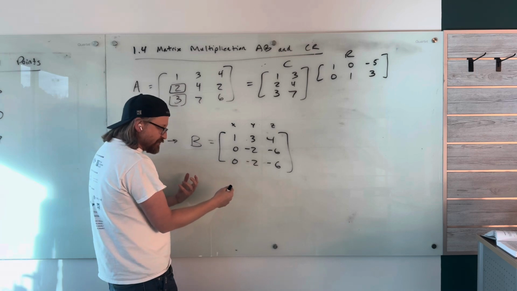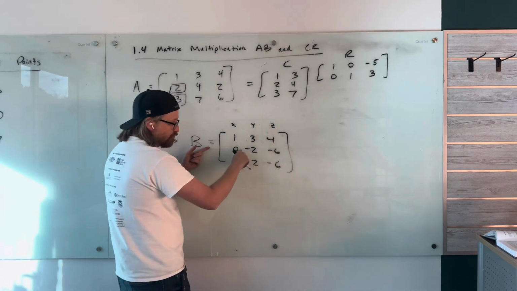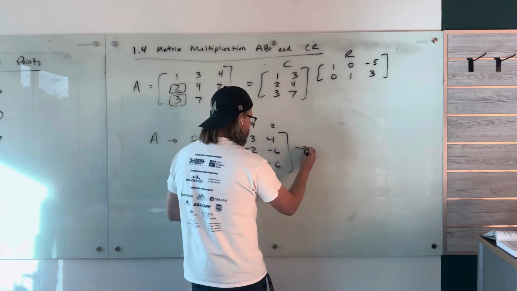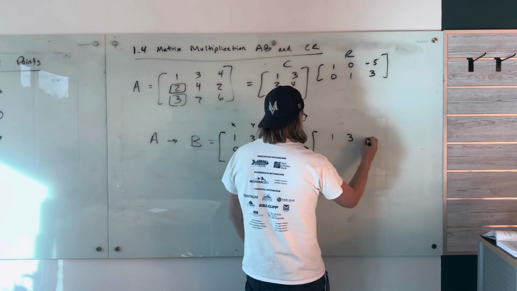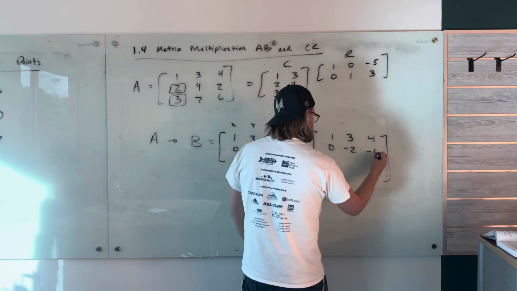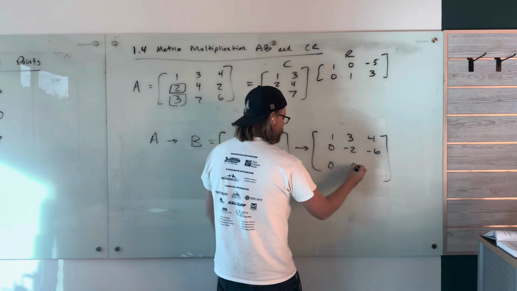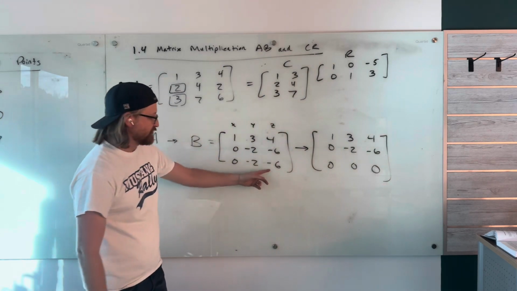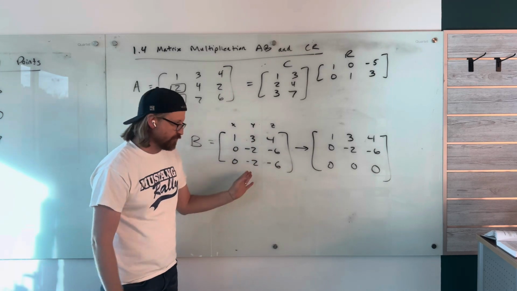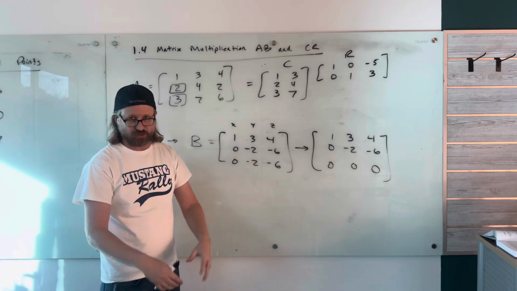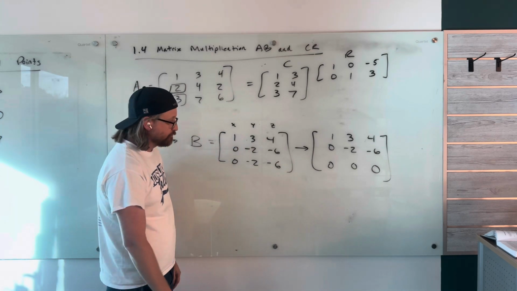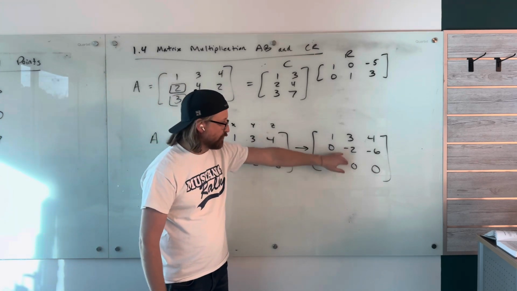Well, I can do that pretty easily by multiplying this row 2 by negative 1 and adding it with row 3. And so if I do that elimination process, I get 1, 3, 4, 0, negative 2, negative 6, and then I would get 0, 0, 0. Because these entries are the same, if I subtract row 3 minus row 2, then row 3 becomes all zeros, right? It's all gone. This matrix is technically upper triangular. I have only zeros below the main diagonal.